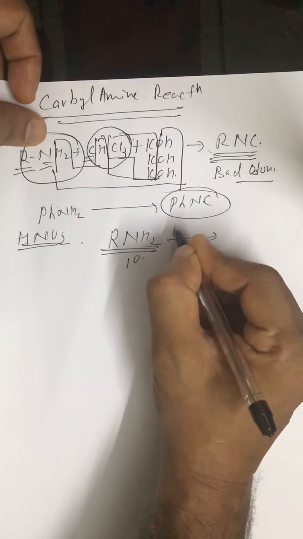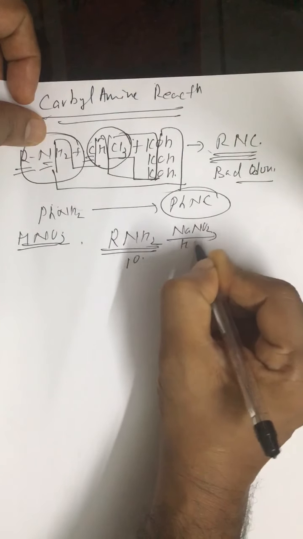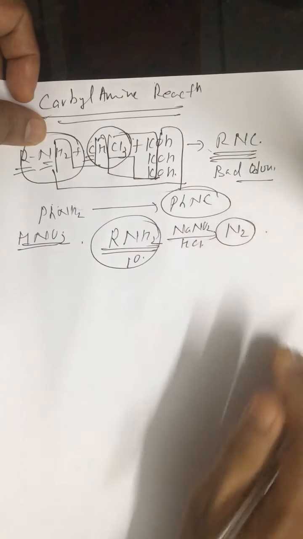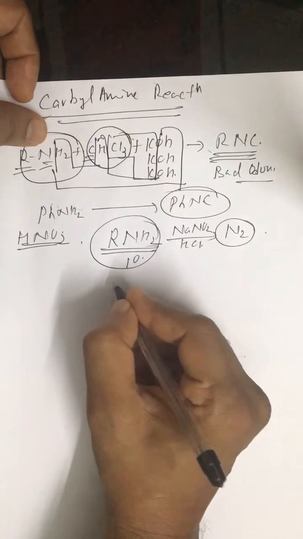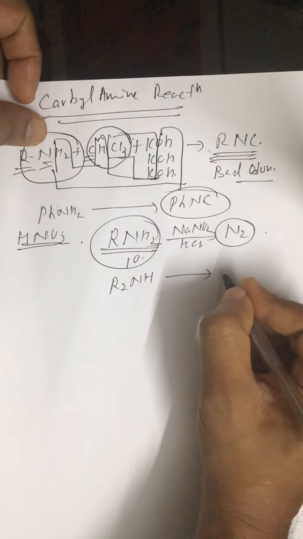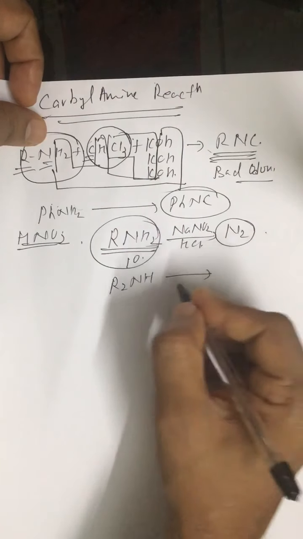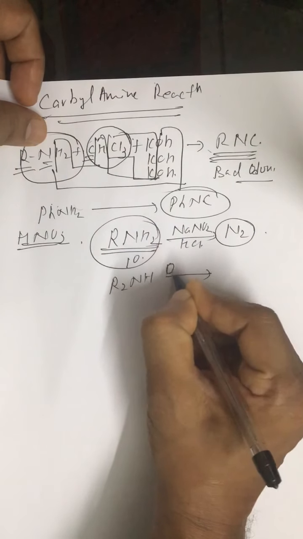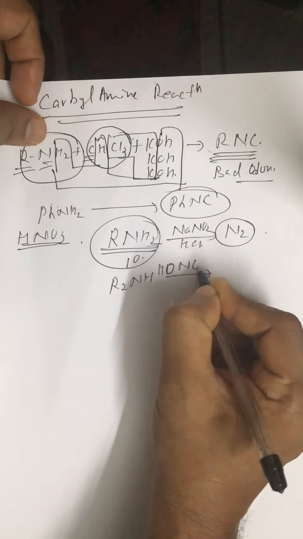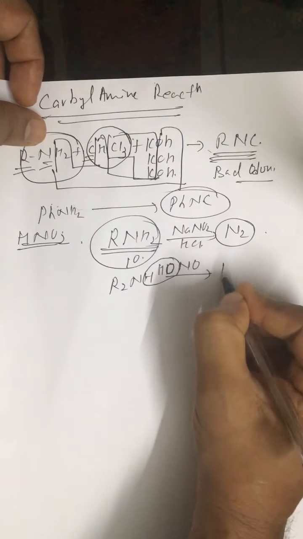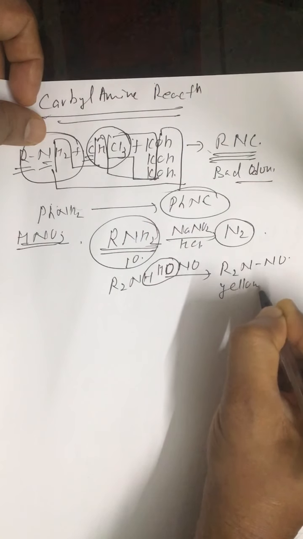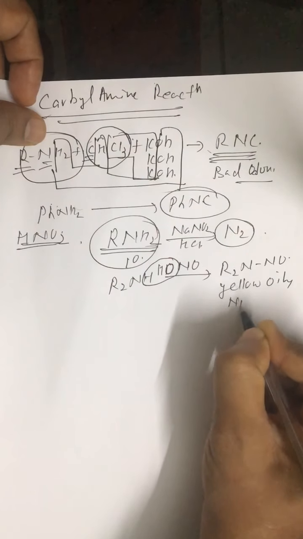Either HNO2 will be mentioned or NaNO2 and HCl will be mentioned. All primary amines evolve nitrogen gas, first thing. Whereas secondary amines R2NH, they produce yellow oily nitrosoamine with the HNO2. This is the removal of H2O and we get R2NNO. This is yellow oily nitrosoamine.